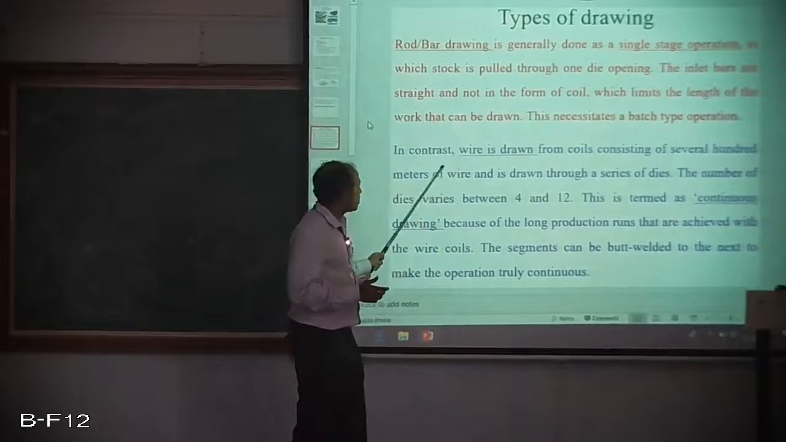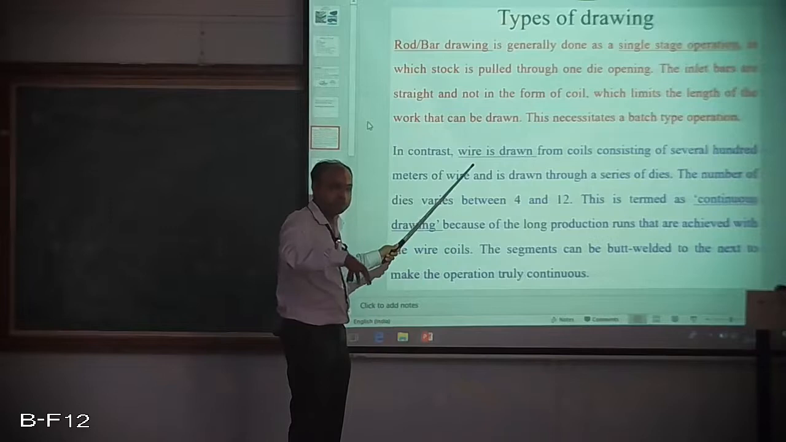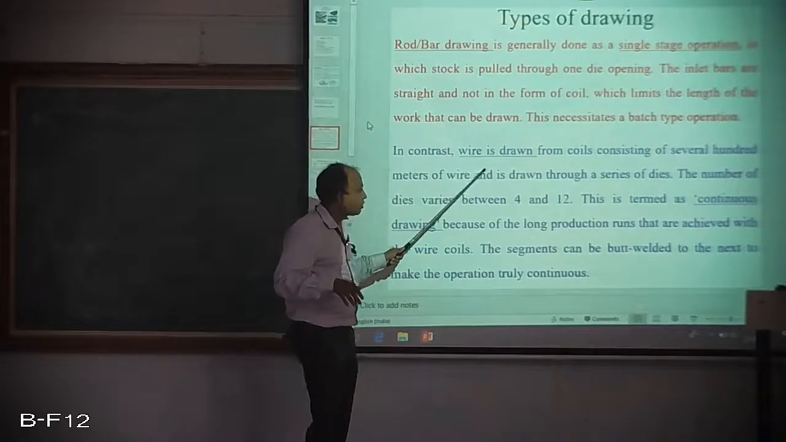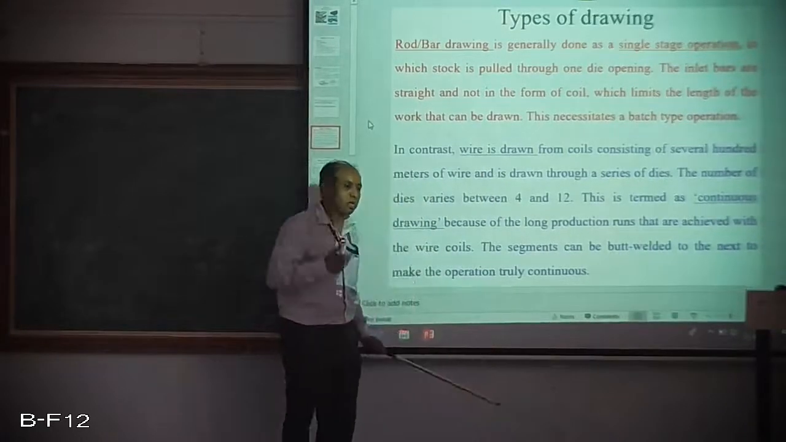On the contrary, if I am making wires, it can be coiled on some drum. So large length of wires can be made. That's why it is a continuous operation. Continuous wires can be made, in meters, hundreds of meters together.